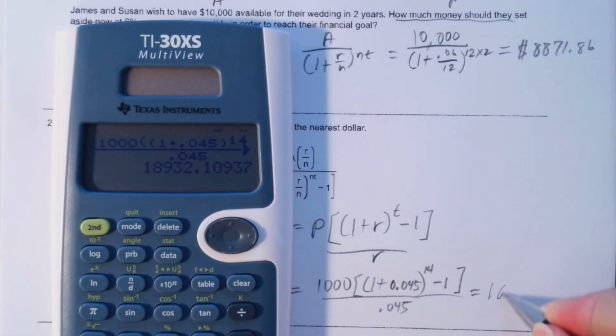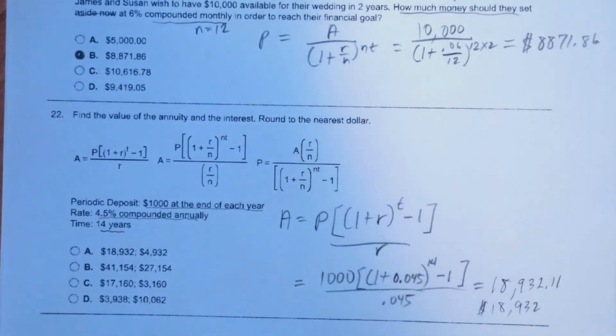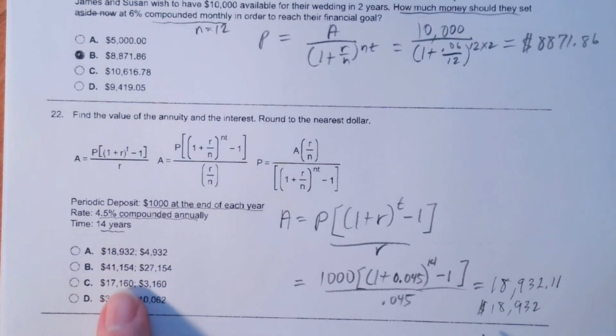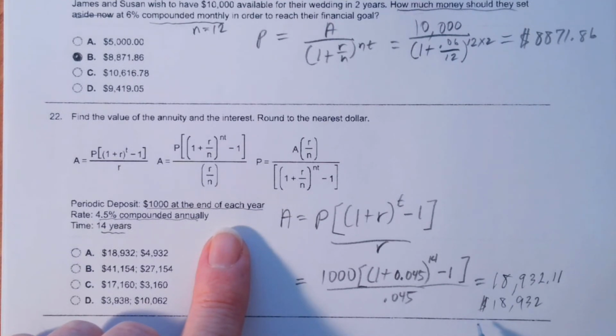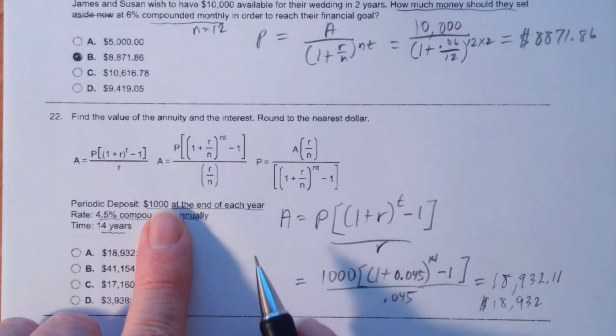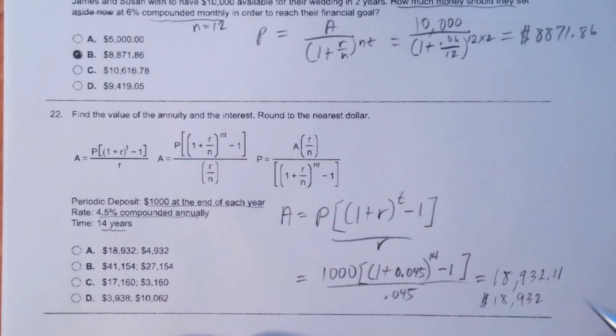And we get $18,932 and about 11 cents. It looks like they're rounding to the nearest dollar here. Now, because there's only one answer like that, it's not too hard to figure out what the interest paid was. But I just want to show you real quick, this is not difficult. We put in $1,000 at the end of each year for 14 years, and so that would indicate we paid $14,000. If you subtract $14,000, that's our contribution, you'll get the $4,932.